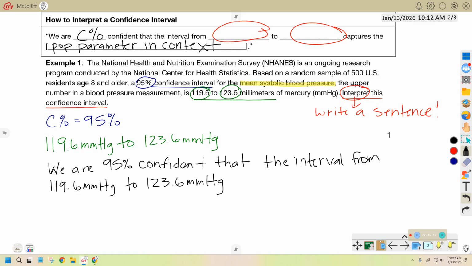And then I keep copying the sentence frame. Captures the, and then population parameter in context. And that's what we highlighted in yellow. So population mean systolic blood pressure.